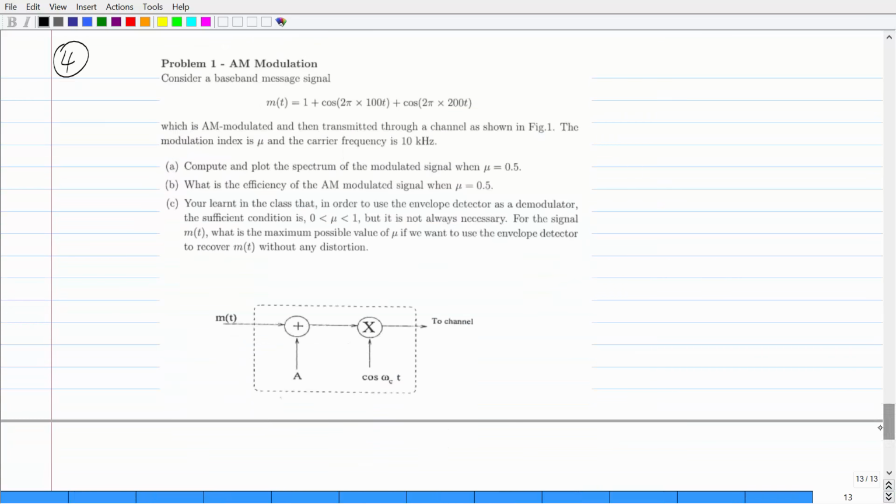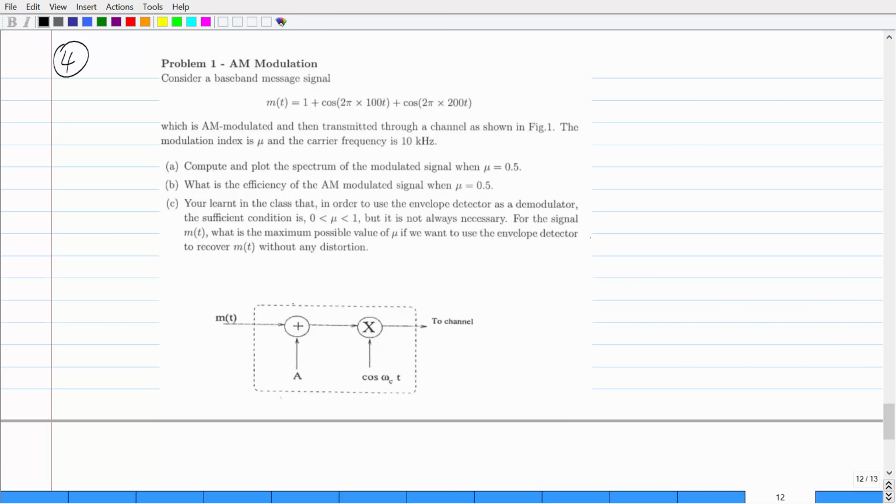Okay, so we're going to do AM modulation again. So this is our message signal. So this is not a modulated signal. This is the original message signal. Okay, so this is before modulation. So consider a baseband message signal such that we have this. So we have a DC offset. We also have 2 cosine waves of 100 hertz and 200 hertz. Okay, so this is what the diagram would look like.